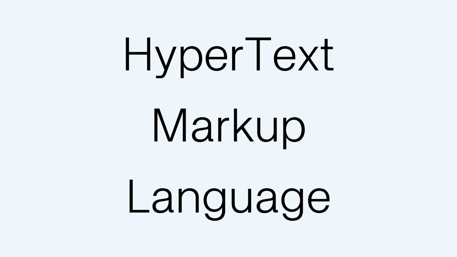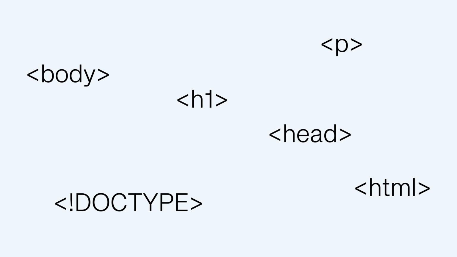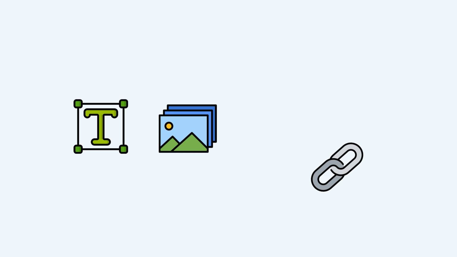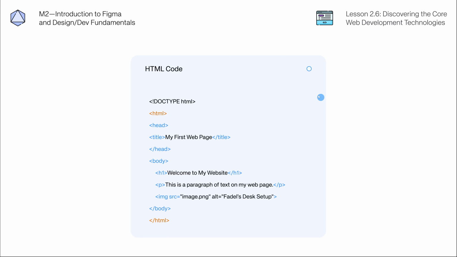HTML stands for Hypertext Markup Language, and it consists of a series of elements, also known as tags, which define different parts of the content. For example, H1 is a tag used for the main heading, while P is used for paragraphs. HTML provides the basic structure of a website, allowing you to add text, images, links, and other multimedia elements. And HTML looks like this.